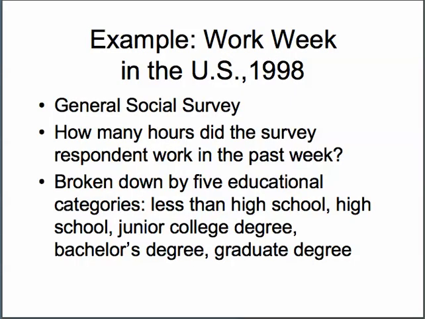Let's look at an example of the one-way ANOVA in order to understand how it works. Our example is the work week in the United States in 1998. The data come from a large survey of U.S. residents called the General Social Survey from the University of Chicago. It's one of the most important surveys in the U.S. on societal attitudes in the country.